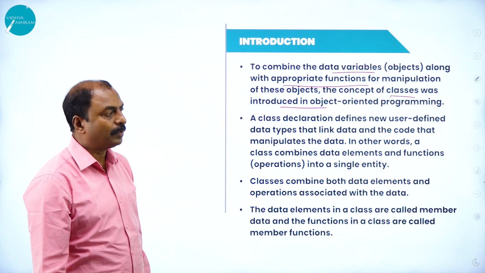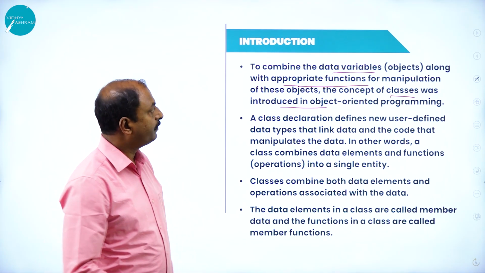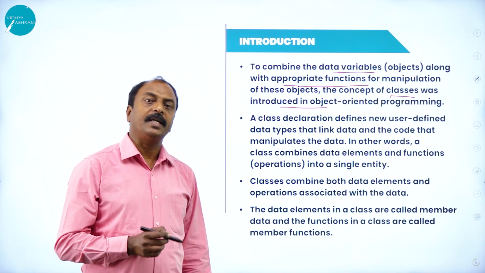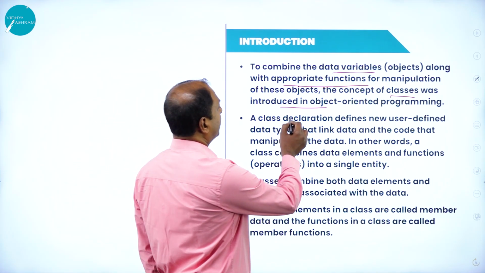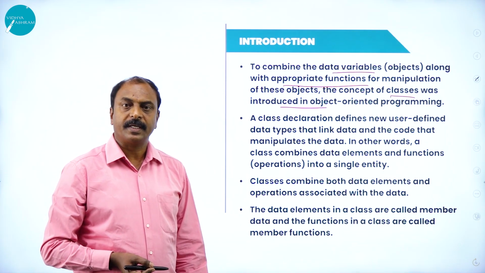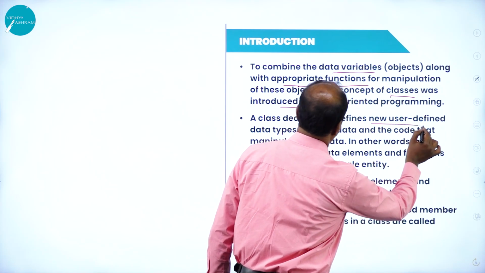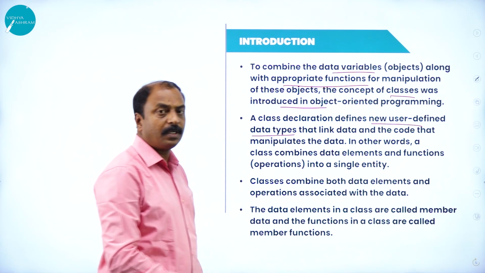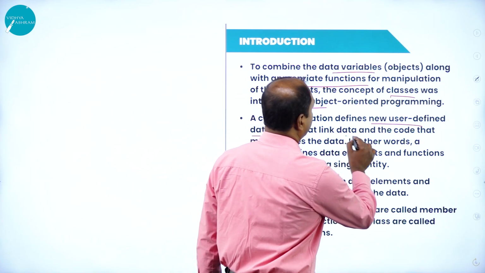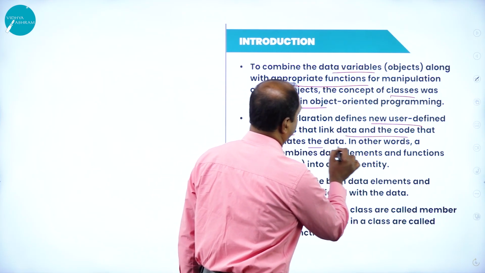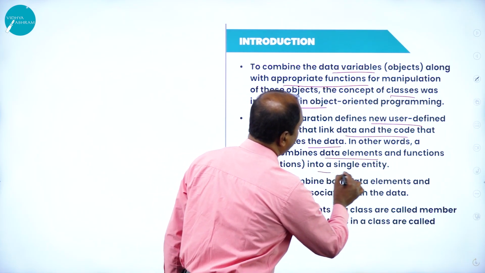A class is a group of objects of similar behavior and characteristics. And we have also learned the class contains member methods as well as data members, and member methods operate on data members. Now next we have to learn how to declare a class with respect to programming. The class declaration defines a new user-defined data type. So a class is a user-defined data type that links data and the code that manipulates the data. In other words, a class combines data elements and functions into a single entity.